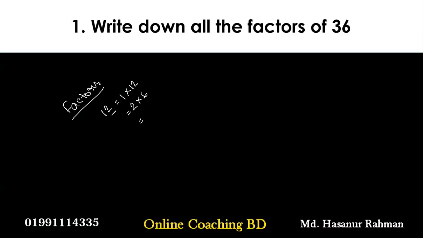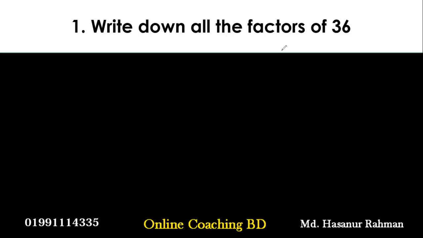What if I divide this 12 by 3? If we divide this 12 by 3, we'll get 4. So we can say 3 and 4 are also factors of 12. So the factors of 12 are 1, 2, 3, 4, 6, 12. There are 6 factors for 12. Very simple. We just have to find some numbers.